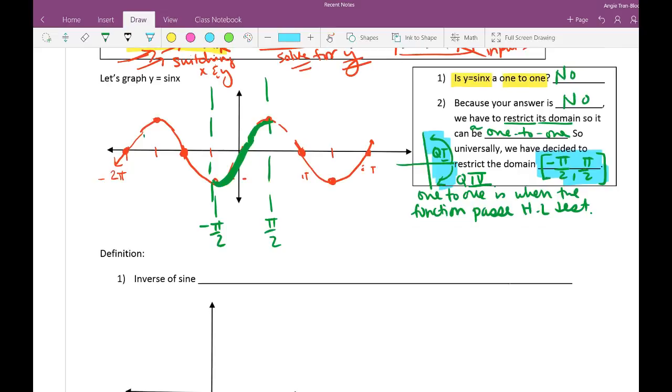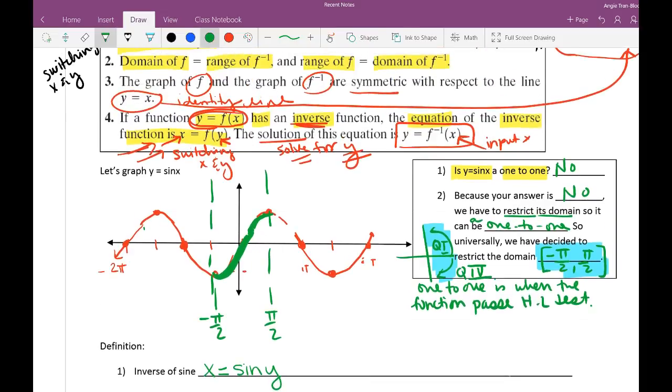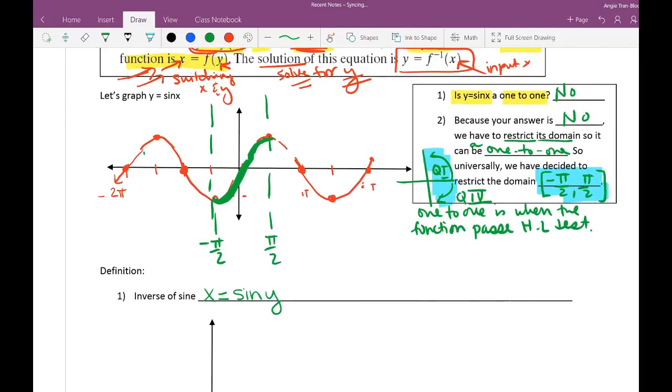Now, let's write the definition of sine inverse, okay? For sine inverse, we are going to switch x and y. So x equals sine of y, okay? But keep in mind, we have to solve for y. We're going to use f inverse to denote our inverse function. So now I'm going to compose sine inverse to both sides. So this is our definition of sine inverse. Again, sine inverse is when you switch x and y, then you go and solve for y.